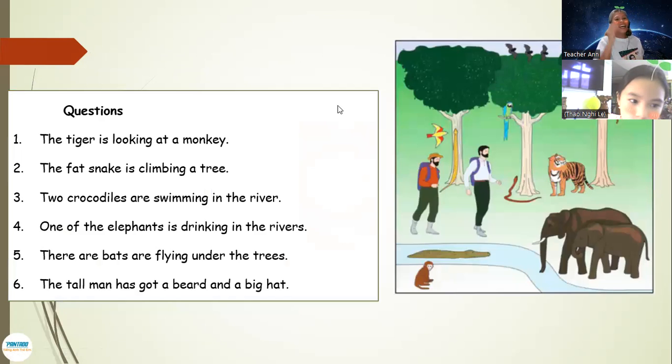Okay, here. The tiger is looking at the monkey. Okay, please write your answer. That's 1 to 6. The tiger is looking at the monkey.